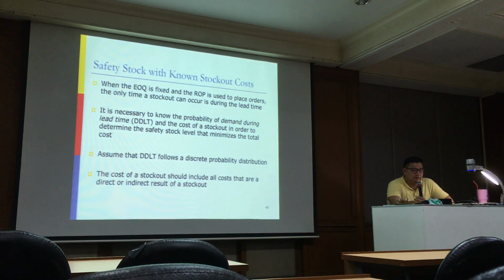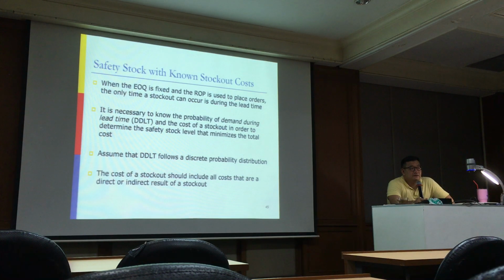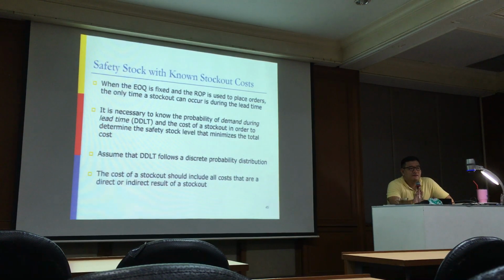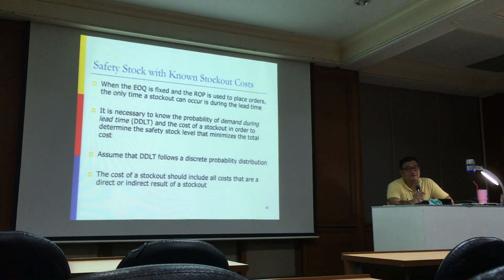In the case that we know the stock out cost, we can use the concept of decision making under risk. But you haven't studied decision making under risk yet because it's in another course, for analytical modeling. But I can show you, it's not difficult. So let's see how we can find the safety stock in the case that we know the stock out cost.